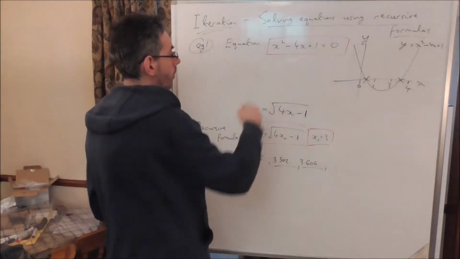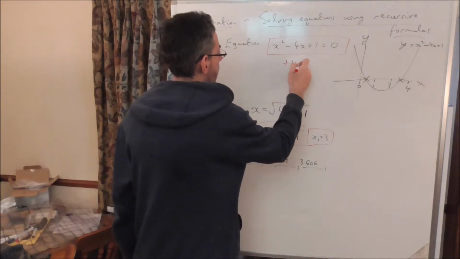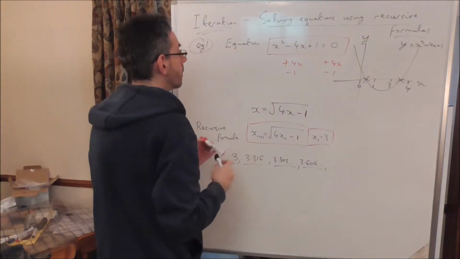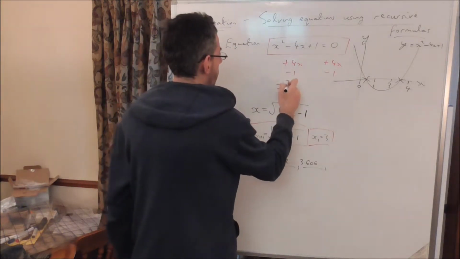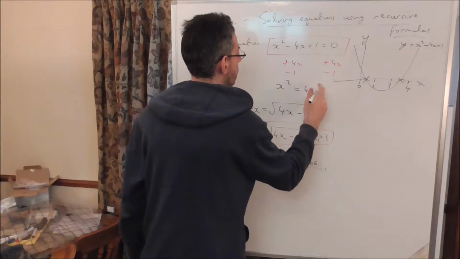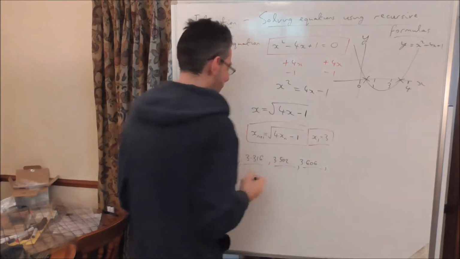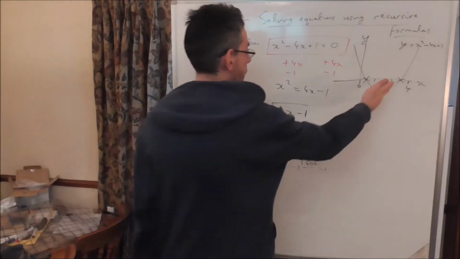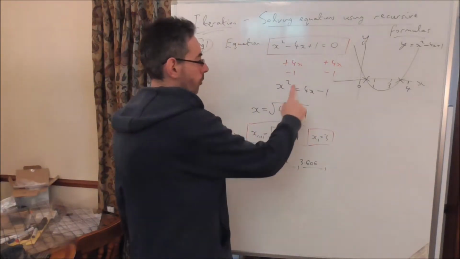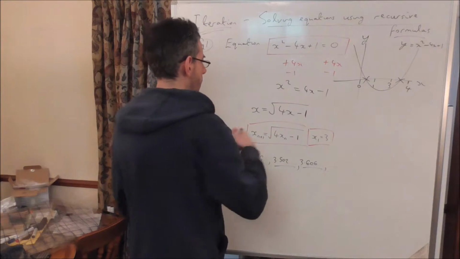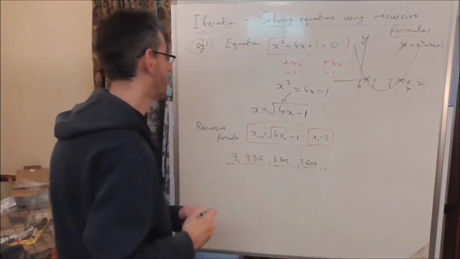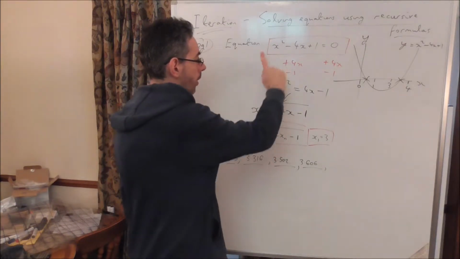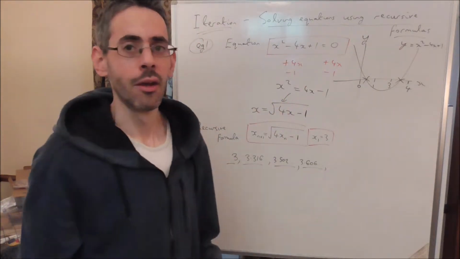Just writing it out. If you start with this equation, and you add 4x to both sides, and you subtract 1 from both sides, you're left with x squared on the left hand side, and you've got 4x minus 1 on the right hand side. And then assuming x is positive, and we were looking for a positive solution, you can just square root and you get this. X equals the square root of 4x minus 1. So this equation basically is just that equation rearranged.